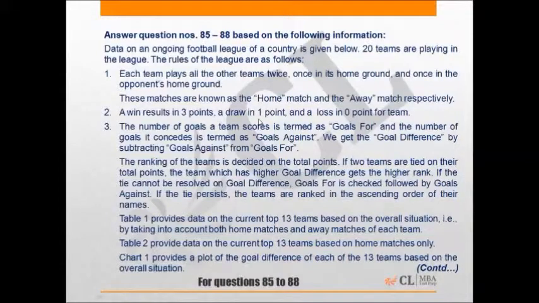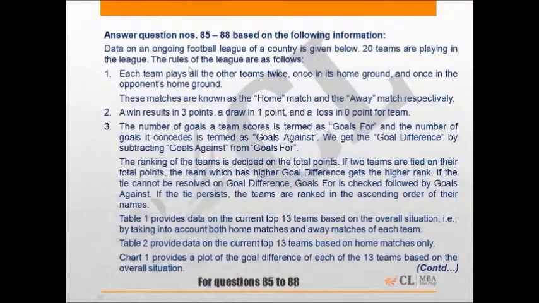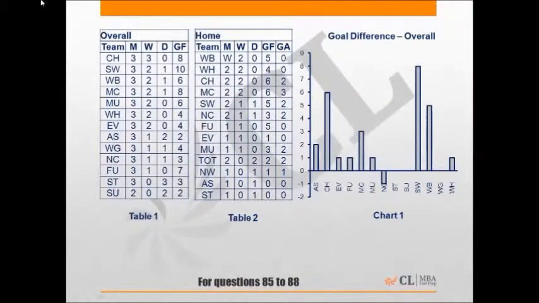Table 2 provides data on the current top 13 teams based on home matches only. Like WB has played 2 home matches so far, and it has won both the matches and has scored 5 goals against its opponent.